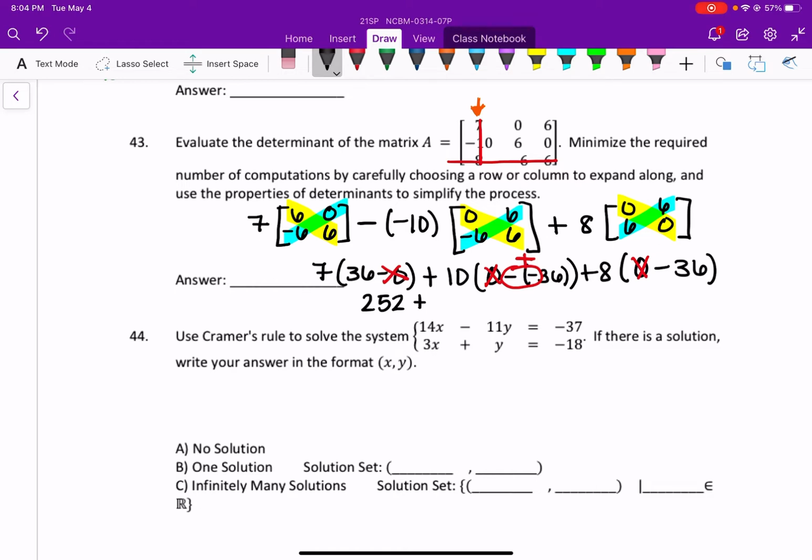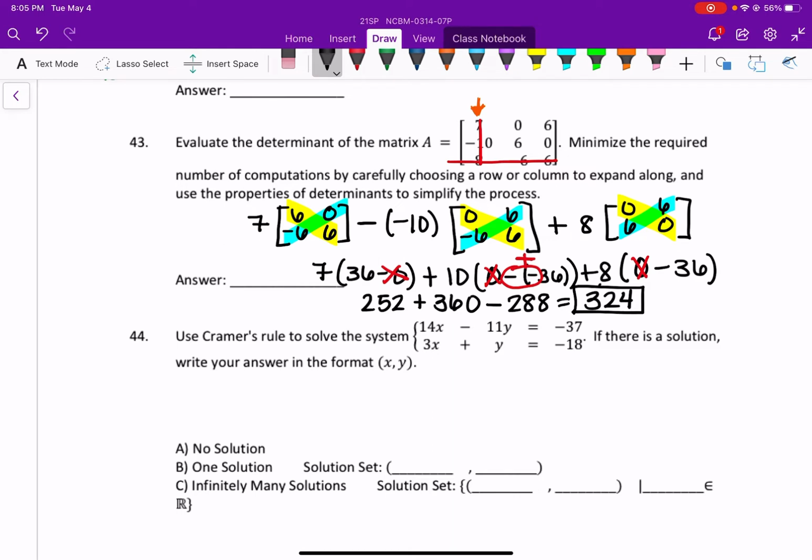Plus, we're going to do 10 times 36, which is going to give us 360. And then 8 times -36 is going to give us a minus 288. And then we're just going to add that 252 plus 360 minus 288, and we get 324. And there is our determinant for a 3 by 3.